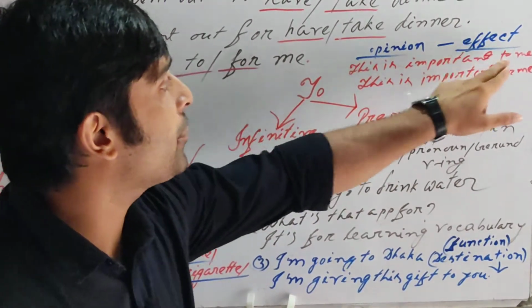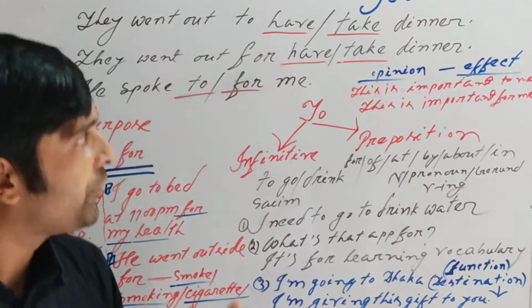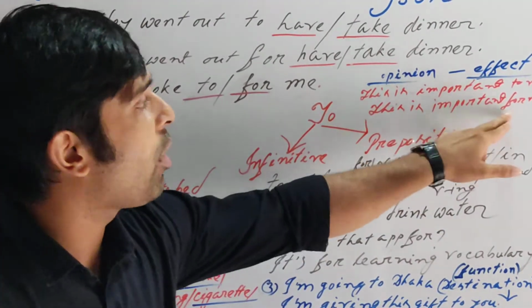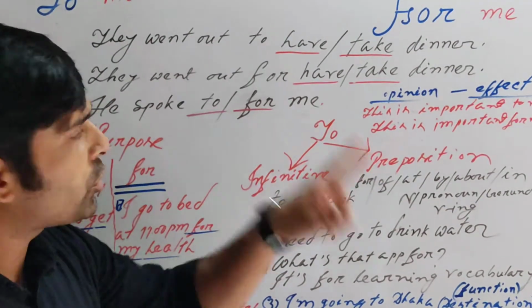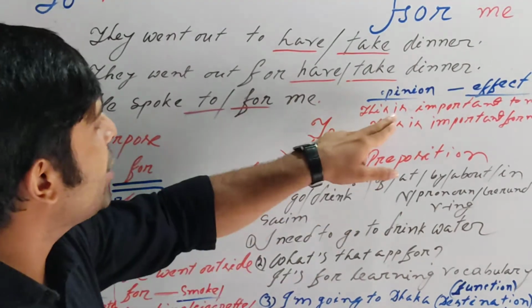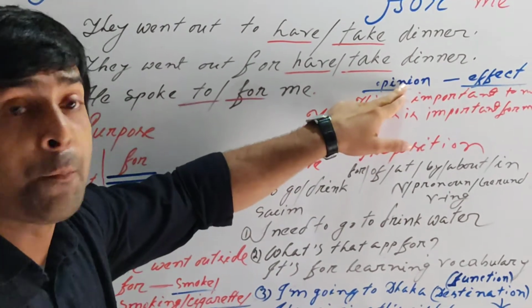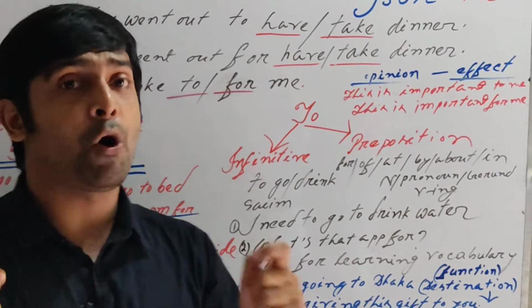This is important to me. Most of the time we are confused in using that: "to me" or "for me", which one is right? Actually both are correct. But when you are going to express an opinion, you can say, "This is important to me."